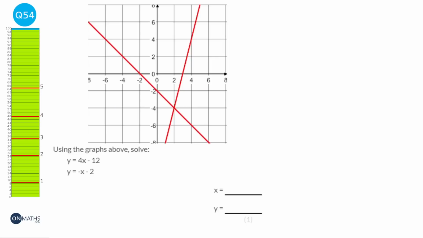When solving simultaneous equations graphically, if you draw the lines to both graphs, which we have done here, the solutions, or solution, because they're both linear, will just be where the two graphs cross. So this here will be our solution, so x is 2 and y is minus 4.